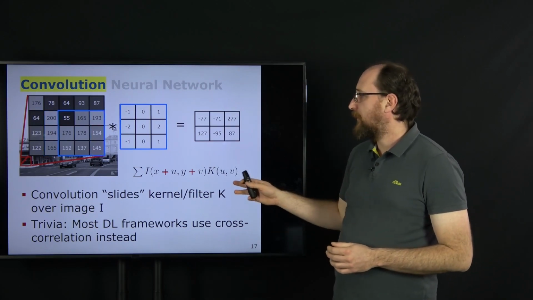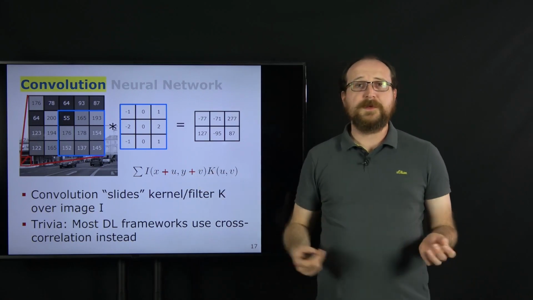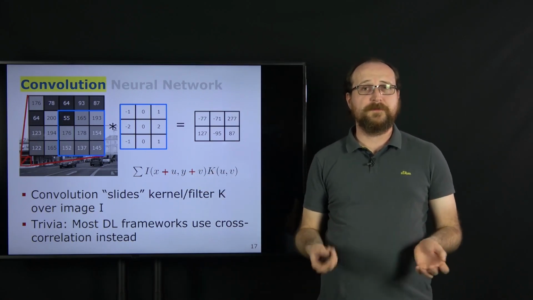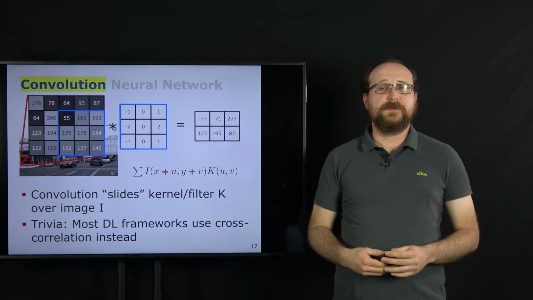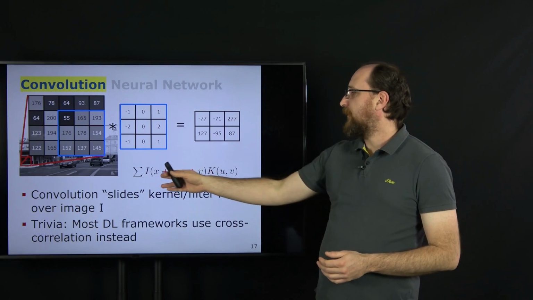One side note: in the beginning you saw that there was a minus, which is the traditional definition of convolution, but usually in the deep learning frameworks it's much easier to just use the correlation, so therefore we usually have the plus here.